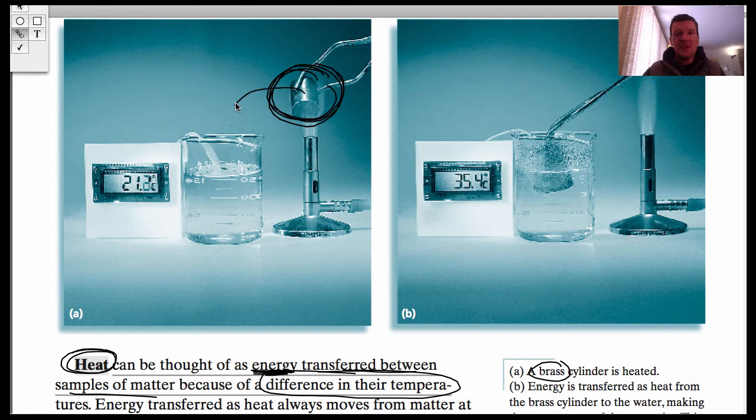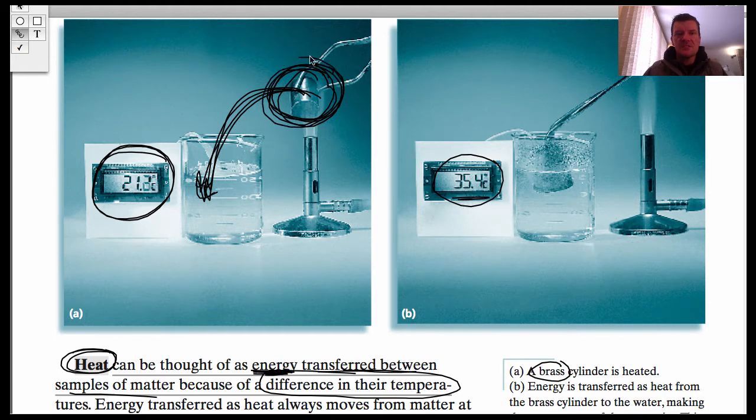Then we take that brass cylinder and we put it into a beaker of water. And the water's temperature is going to go up from 21 up to 35. Well, what happened here? The heat transfer went from the brass to the water. We heat the brass up. It now has more heat energy than before, and we put it into the water. And remember, heat flows from high temperature to low temperature. So the brass is going to transfer some of its heat energy to the water, and the temperature of the water goes up.